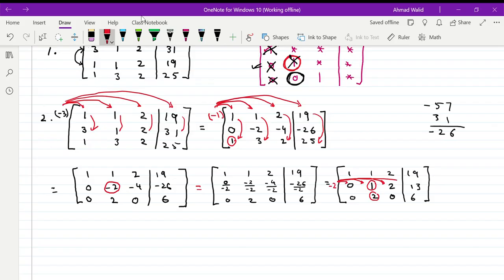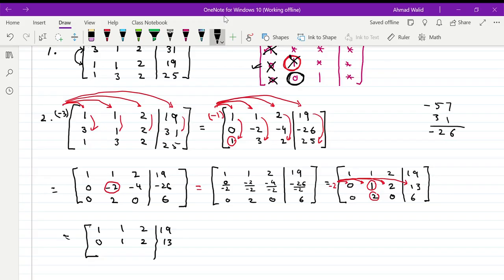And you add in row 3. Write your new matrix. 1, 1, 2, 19. Row 2 is not changing. Copy it. 0, 1, 2, 13. Now multiply and add.